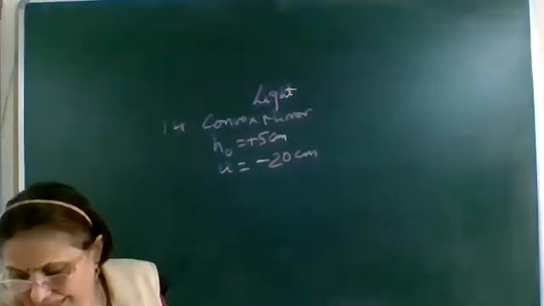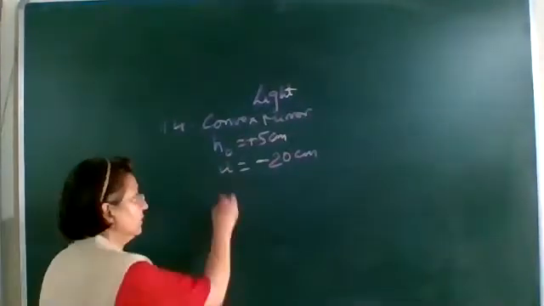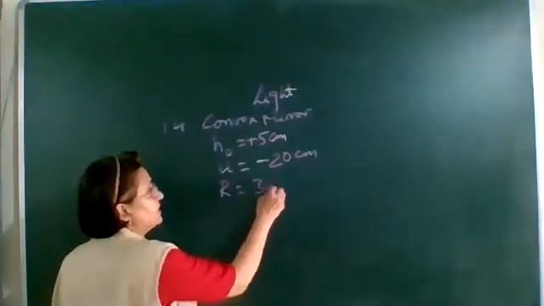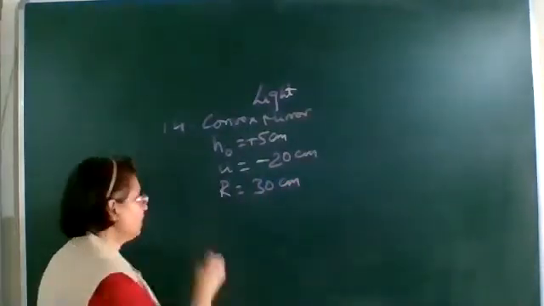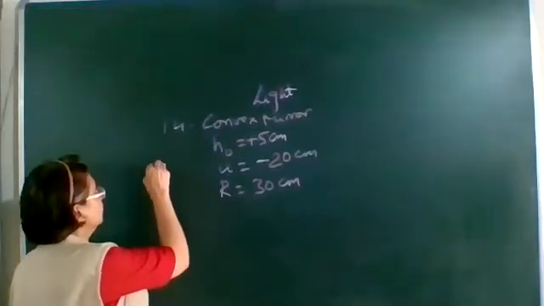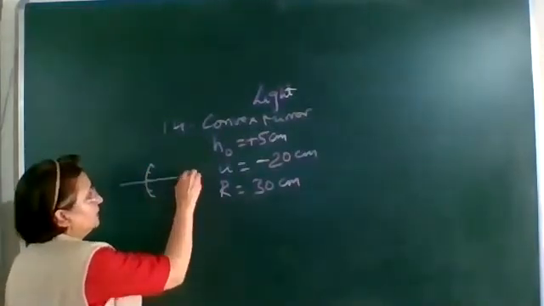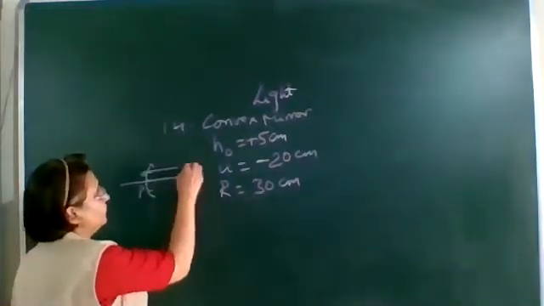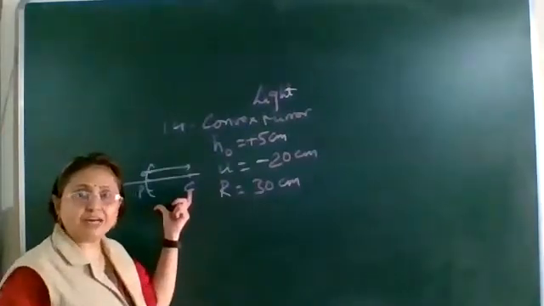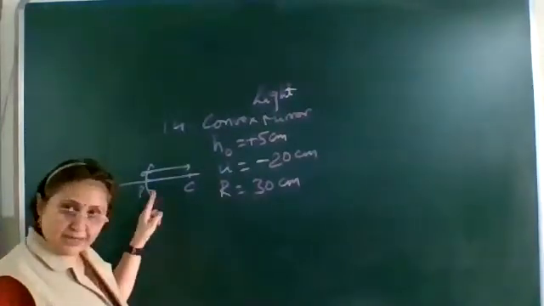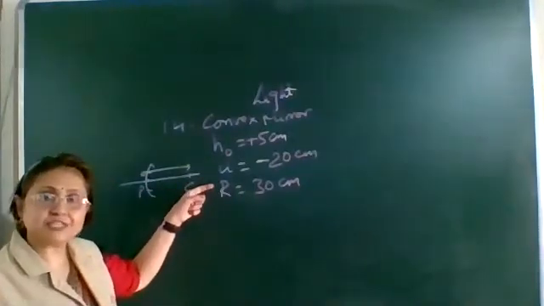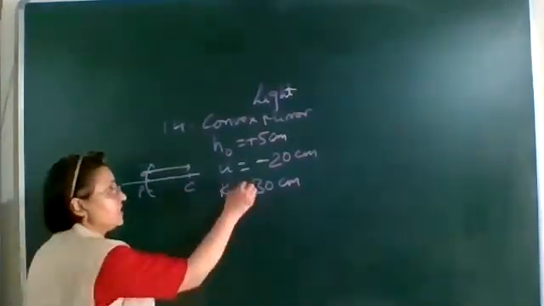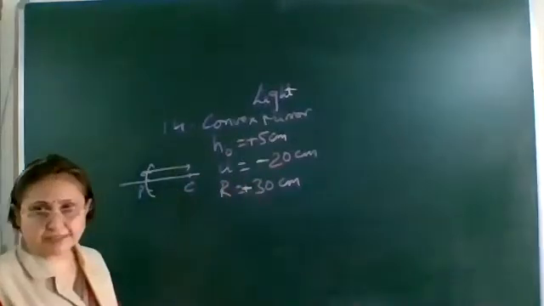Of radius of curvature 30 centimeter. The radius of curvature is given as 30 centimeter. In case of a convex mirror, the radius of curvature we define from pole to the center of curvature. We are measuring the distances from pole and moving towards plus x-axis. So the radius of curvature is plus 30 centimeter.